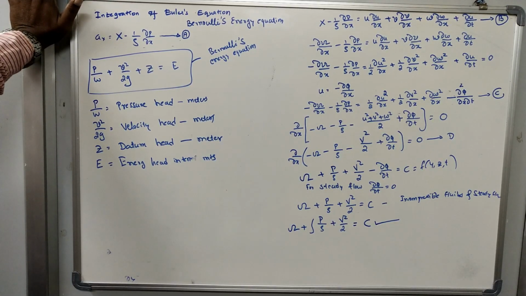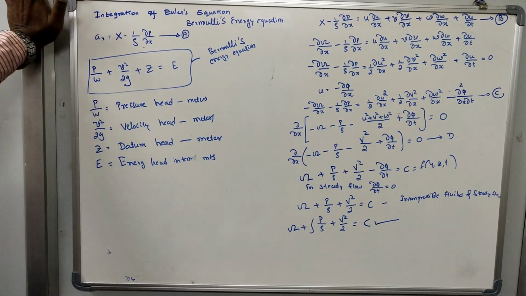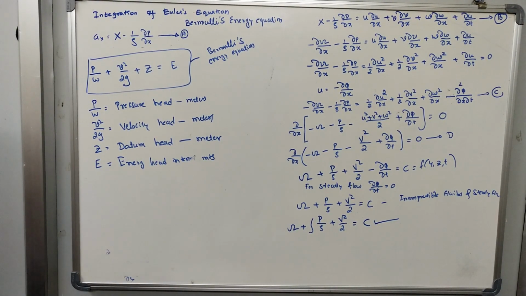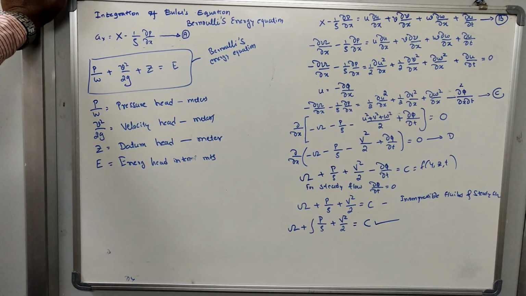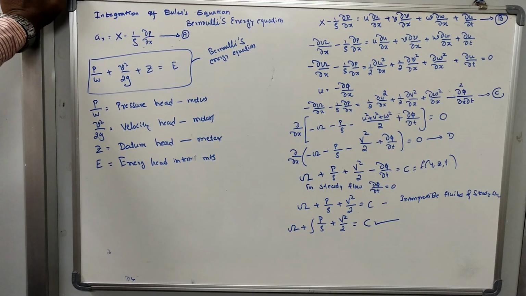Incompressible fluid means its mass density remains constant. So you can take that mass density outside the bracket, outside the differential term or integral term, because it is the constant. So that is rho. If rho is constant, it is an incompressible fluid. If rho is not constant, then it is a compressible fluid.